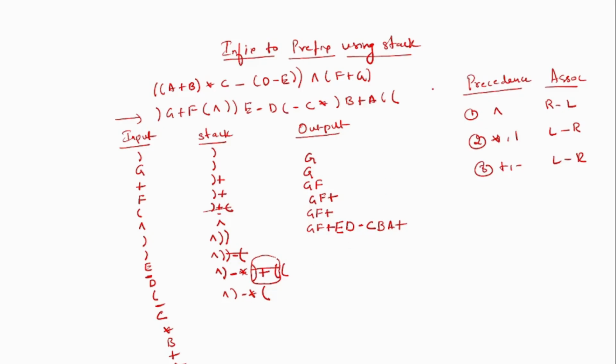Now we have scanned the whole expression, therefore this is between close and open parenthesis, so this also will be popped out. So star minus will be popped out, and then the only operator left in the stack is exponential. Exponential also will be popped out. So this is our postfix expression. The prefix expression is exponential minus star plus a b c minus d e plus f g, right?